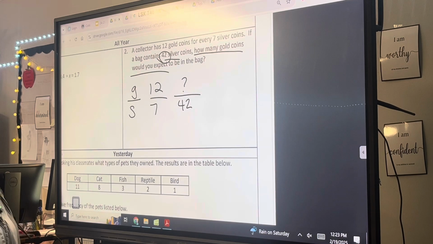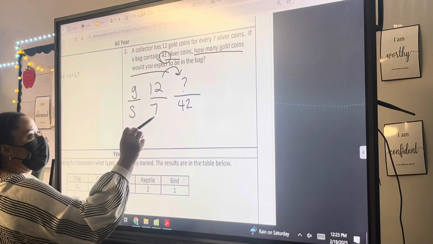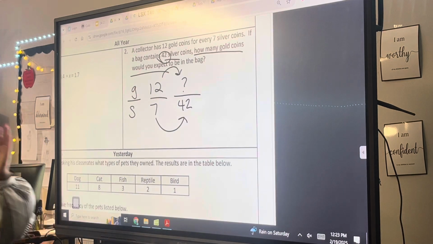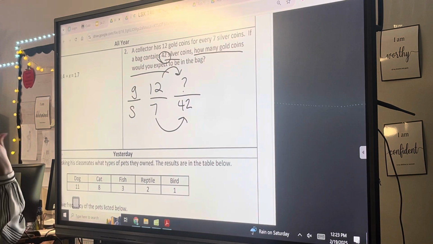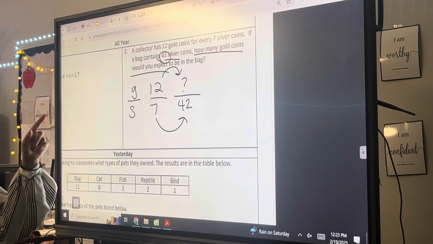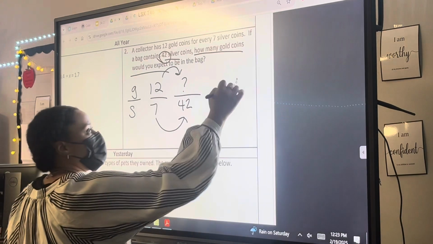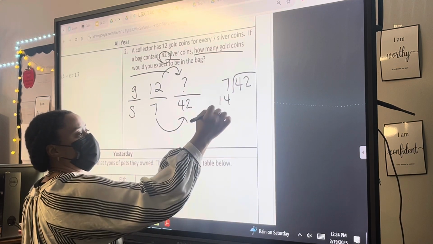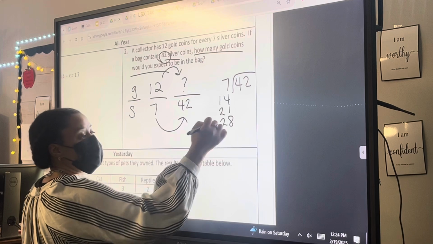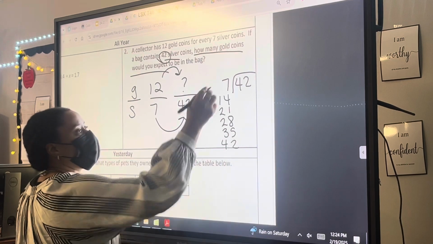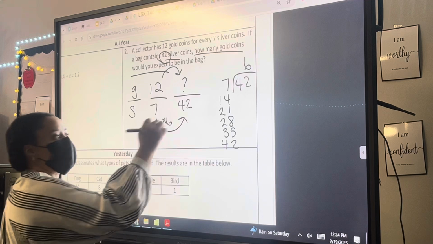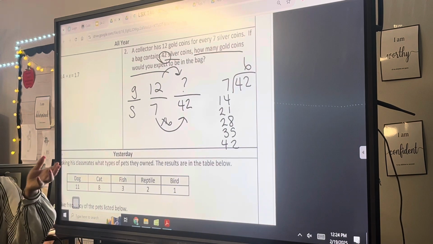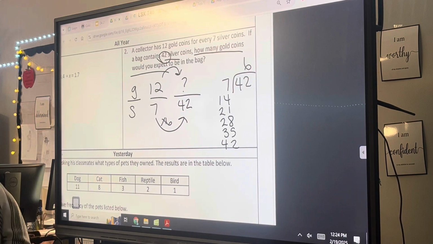All right. So we're trying to get here. We need to figure out how we got here. From 7 to 42. Is our number getting bigger or smaller? Bigger. So are we multiplying or dividing? Multiplying. So we need to figure out 7 times what number is 42. I could set up a division. 7, 14, 21, 1, 2, 3, 4, 5, 6. So 7 times 6 is 42. So I need to do 12 times 6.